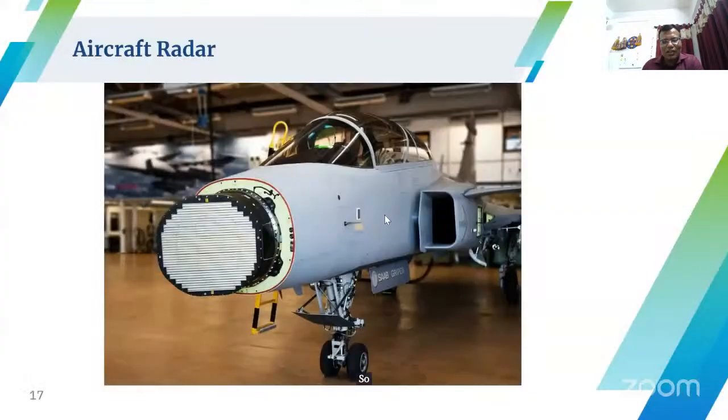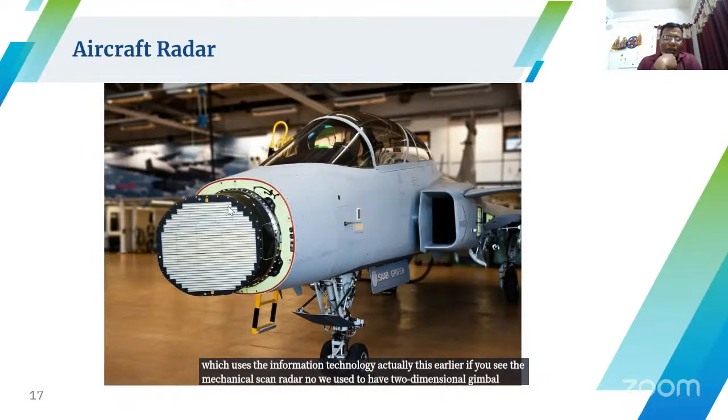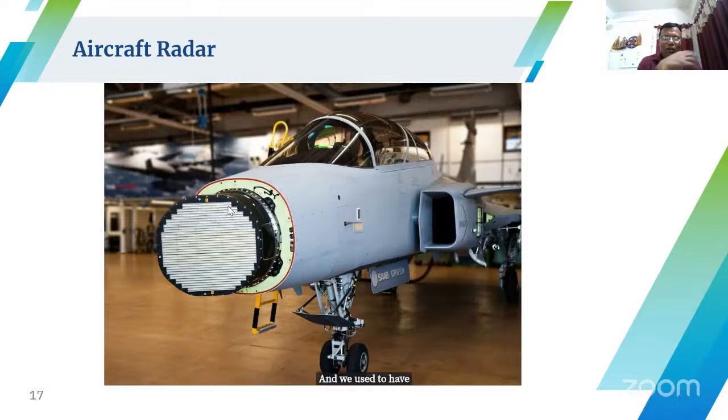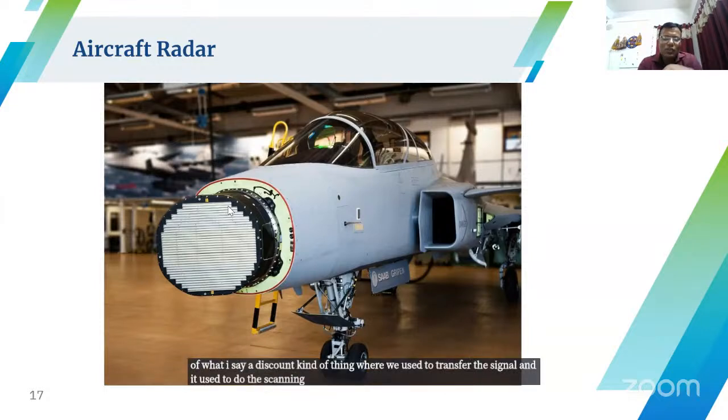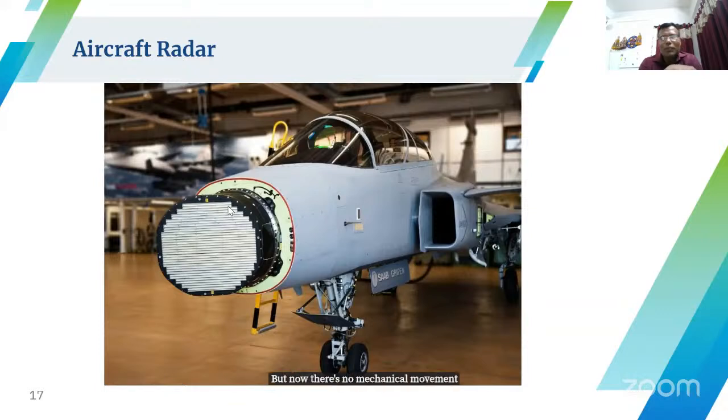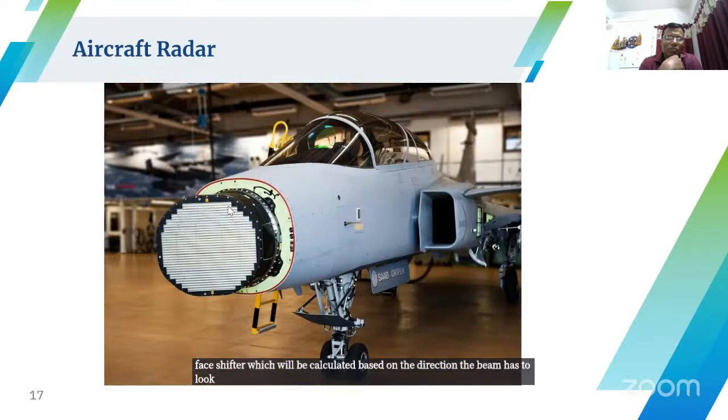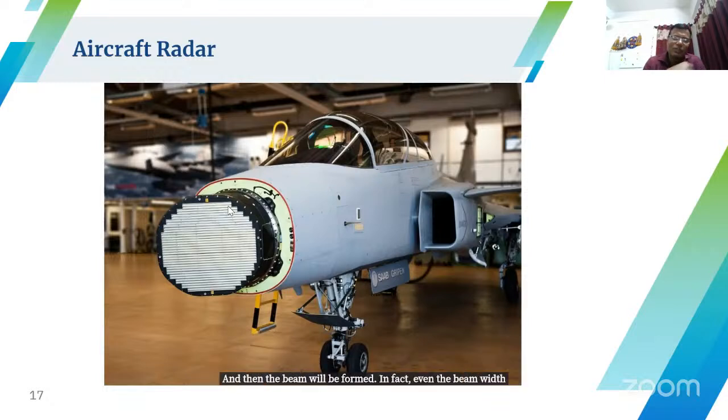So this is the aircraft radar which uses the beam formation technology. Earlier, with the mechanical scan radar, we used to have a 2-dimensional gimbal, a kind of dish, where we used to transmit the signal and it used to do the scanning. But now there's no mechanical movement required. This radar can track, search and scan by using the beam formation technique. The principle is exactly the same. We feed the RF signal, and with phase shifters calculated based on the direction the beam has to look, the beam is formed. In fact, even the beam width and its parameters can be controlled with this.